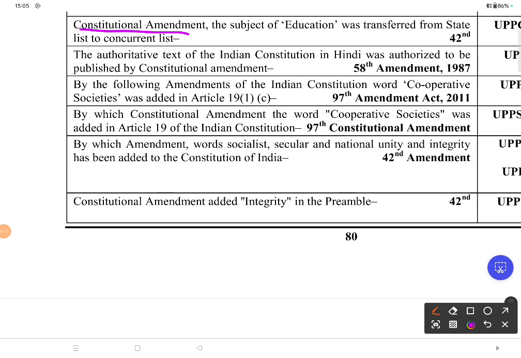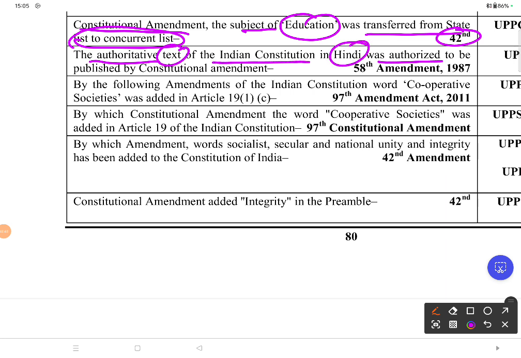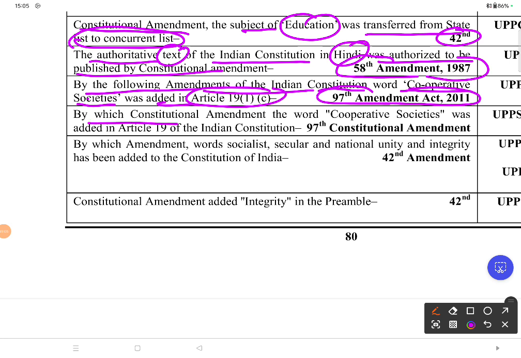By the Constitutional Amendment, the subject of education was transferred from state list to concurrent list: 42nd. The authoritative text of the Indian Constitution in Hindi was authorized to be published by the 58th Amendment, 1987. By the following amendment of the Indian Constitution, the word cooperative societies was added in Article 19(1)(c): 97th Amendment Act 2011.